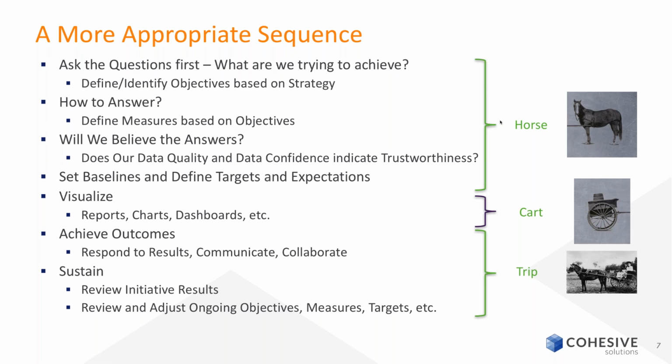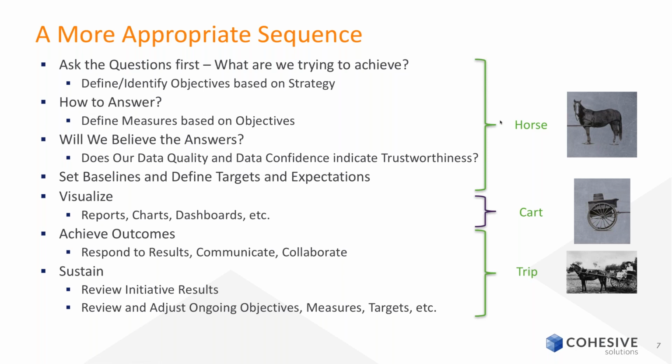First, the horse. Ask the questions first. What are we trying to achieve? Define and identify objectives based upon our strategy. Then, how to answer. What measures would indicate achievement of our objectives? Next, will we believe those answers? Does our data quality and confidence indicate trustworthiness? And finally, we can set our baselines. How do we measure now? And our targets and expectations. Where do we want to be and expect to be down the road? Then we can focus on the cart and leveraging tools and technology to visualize via reports and charts and dashboards, etc. But we're not done yet.